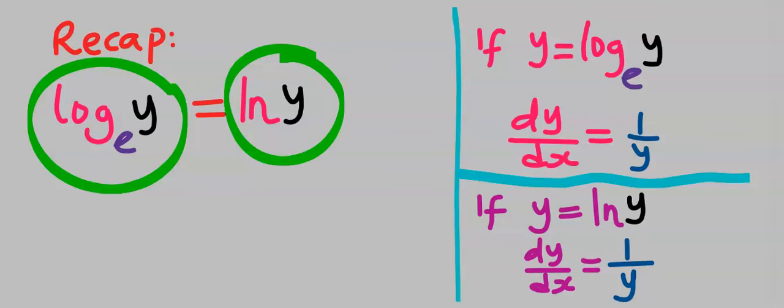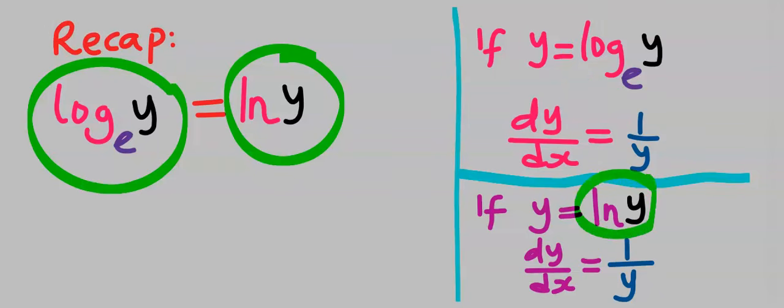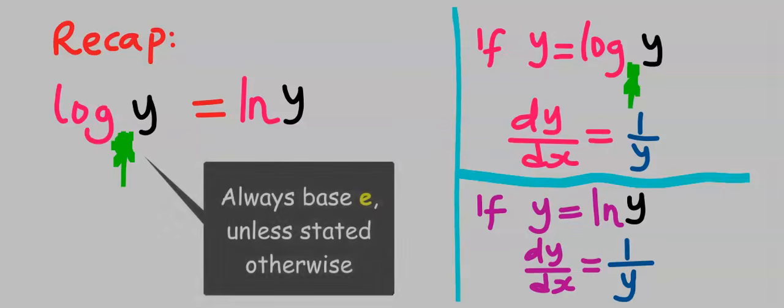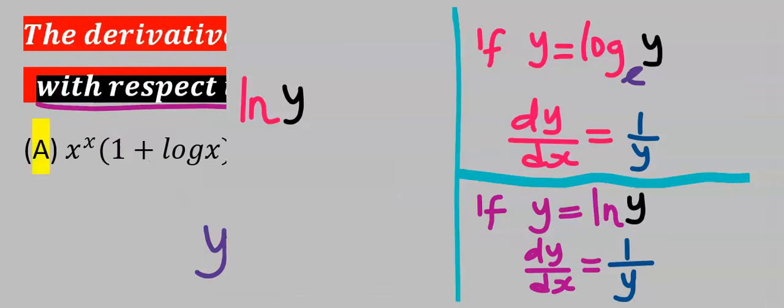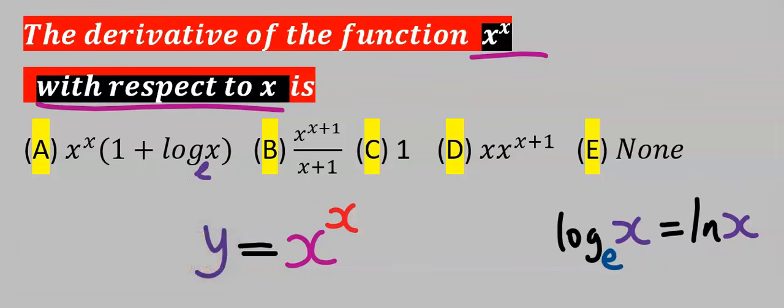Likewise, if you differentiate log y to base e, your answer is 1 over y. Also, when you differentiate the natural log of y, your answer is 1 over y. At times, when the e is omitted, that doesn't mean that it is not there. Always remember this. In the options, I can see that log x was used. And even though the base e was omitted, know that it was omitted as long as it is a derivative.